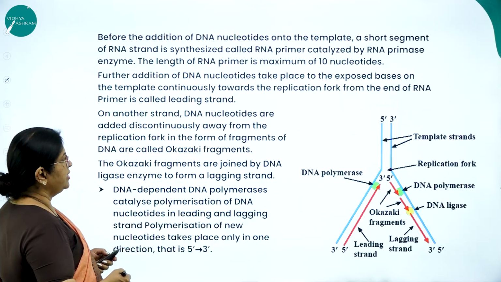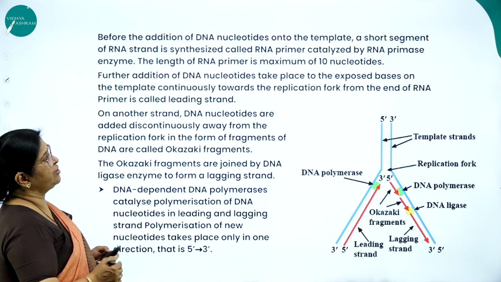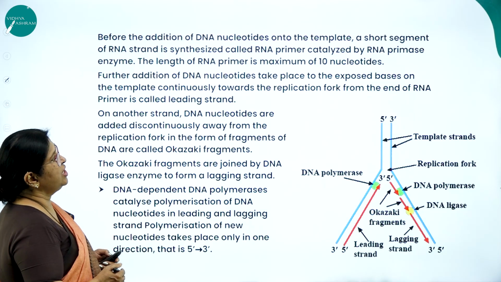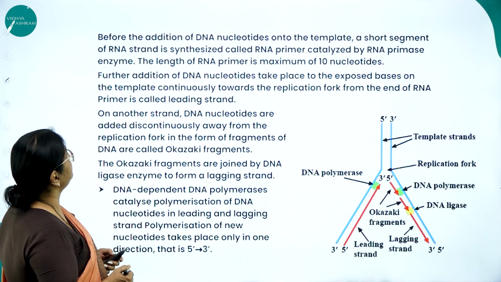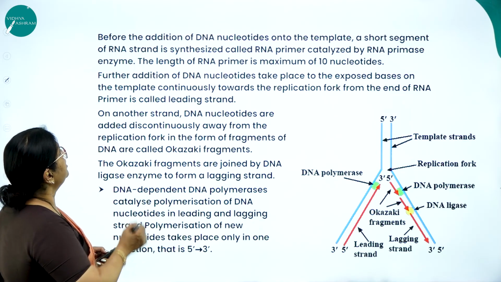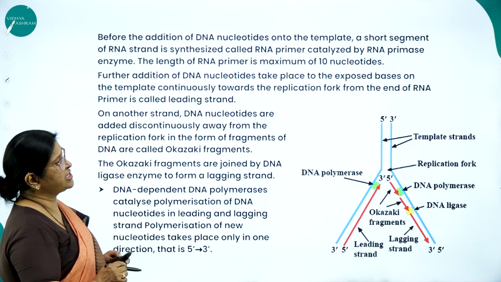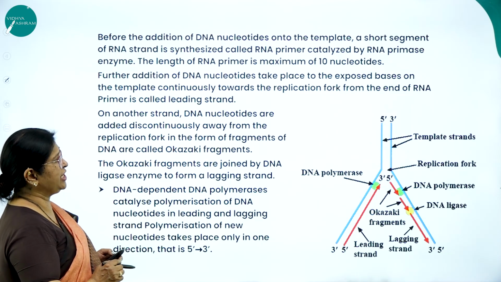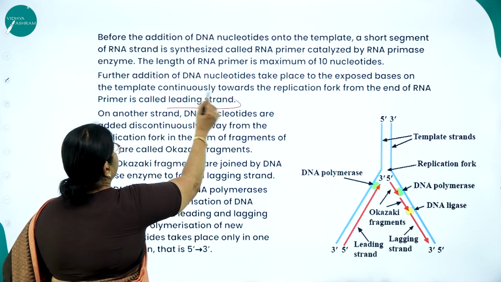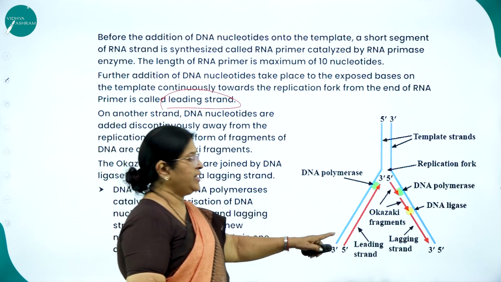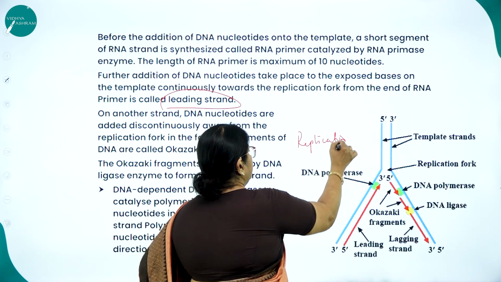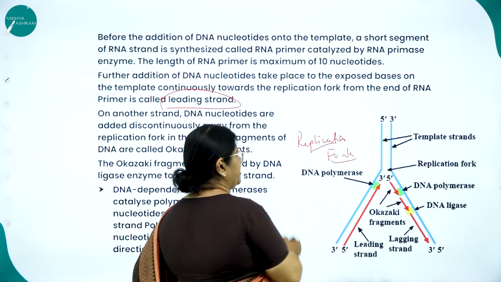So like this. Next, before the addition of DNA nucleotides onto the template, a short segment of RNA strand is synthesized, called RNA primer, catalyzed by RNA primase enzyme. The length of RNA primer is a maximum of 10 nucleotides. Further addition of DNA nucleotides takes place to the exposed bases on the templates continuously towards the replication fork from the end of RNA primer, called the leading strand. Here you can see the diagram, and this is called the replication fork diagram. So very, very important from examination point of view.